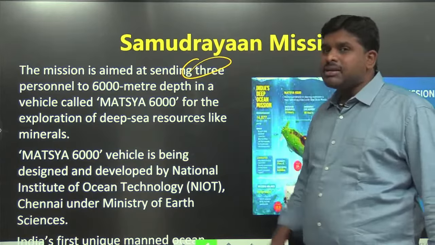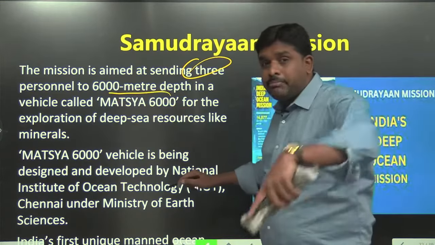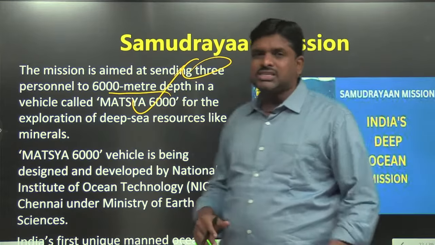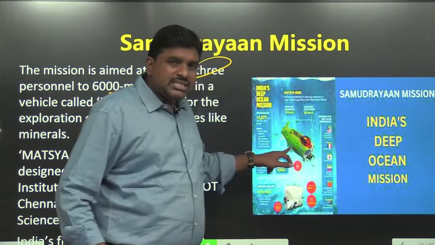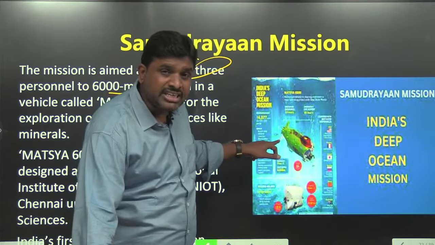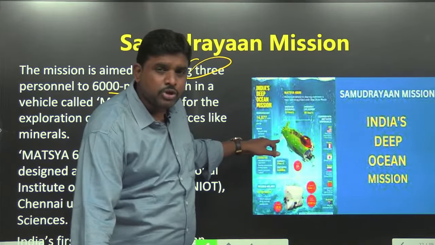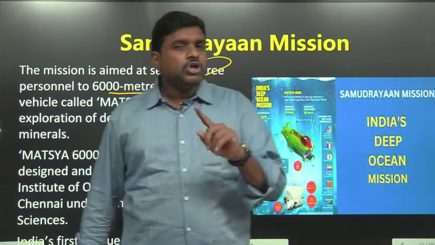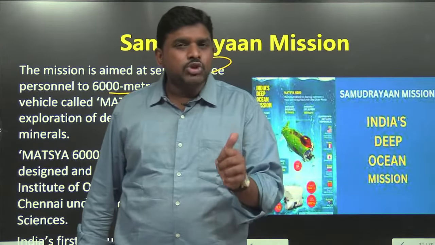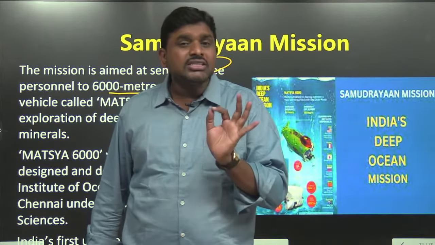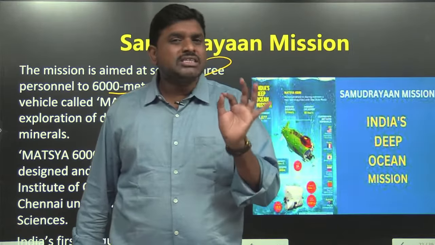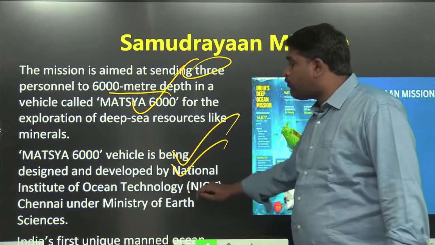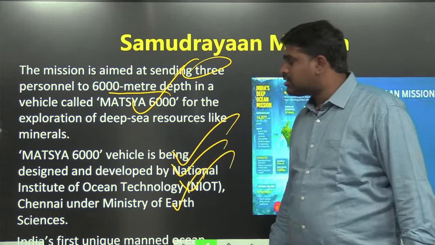aimed at sending three people to 6,000 meter depth in a vehicle called Matsya 6000. The vehicle called Matsya 6000 will go 6,000 meters deep into the Indian Ocean, Arabian Sea and Bay of Bengal, and there they will do deep sea mining. So that particular mission is called the Samudrayan mission, and that vehicle called Matsya 6000 is being designed and developed by the National Institute of Ocean Technology under the Ministry of Earth Sciences.